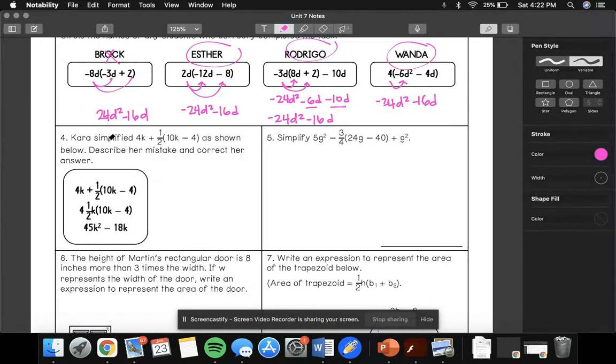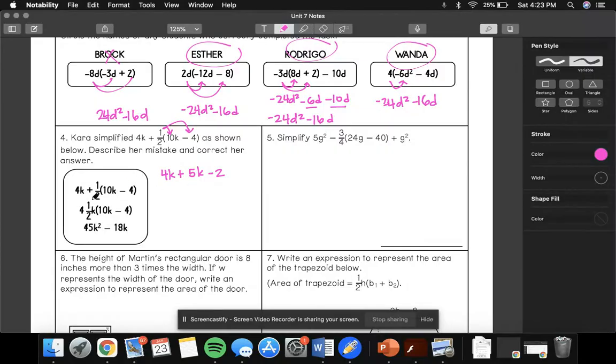All right. Kara simplified 4k plus 1/2 parentheses 10k minus 4 as shown below. Describe her mistake and correct it. Again, how I like to do these problems is just to do it myself and then see where a mistake would have happened. So I see 4k plus 1/2. So I distribute first, because we always have to multiply first. Half of 10k is 5k. Half of negative 4 is negative 2.